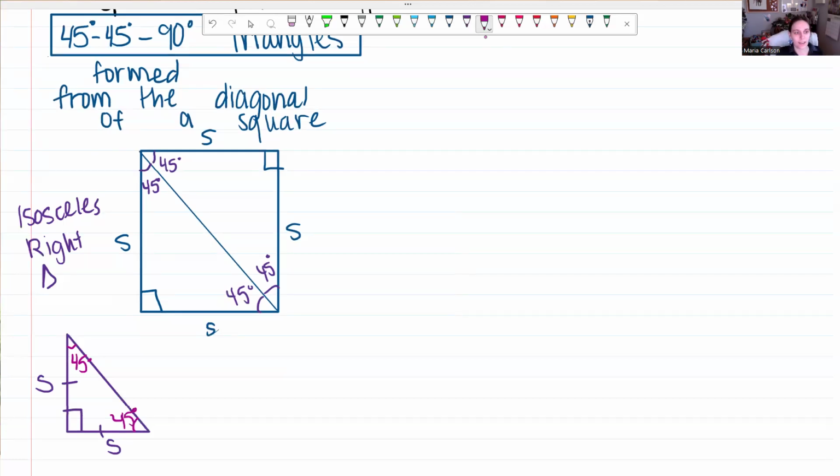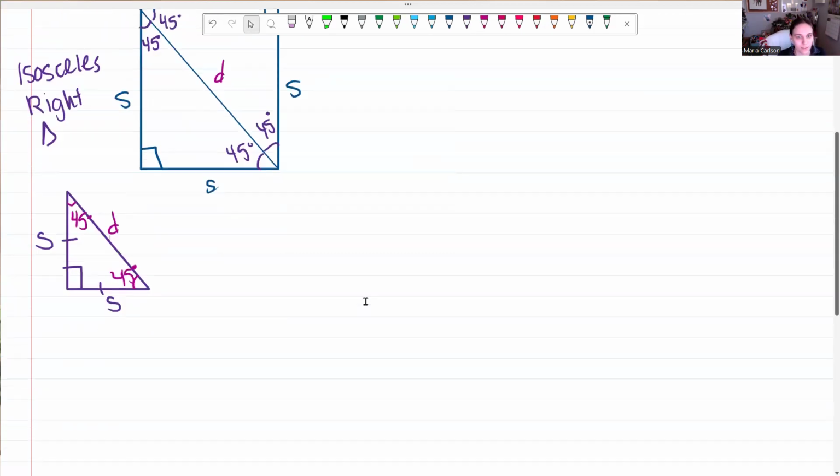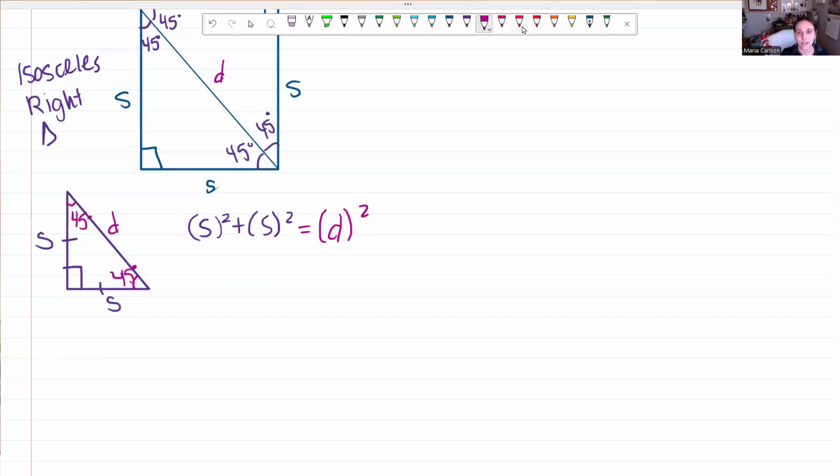Now, what we don't know is the length of the diagonal. But we could find it using the Pythagorean theorem. I mean, this is a right triangle, right? So let's use the Pythagorean theorem, which says that a squared plus b squared is c squared. In this case, the two legs are both s. So s squared plus s squared should equal the length of the hypotenuse, or the diagonal, squared. Now, this looks kind of intimidating, but s squared and s squared, that's the same term. So I can combine that to have 2 s squared, and that is equal to the diagonal squared.